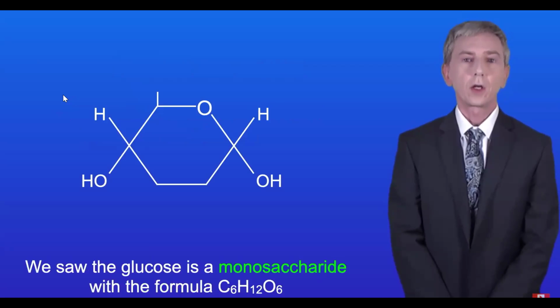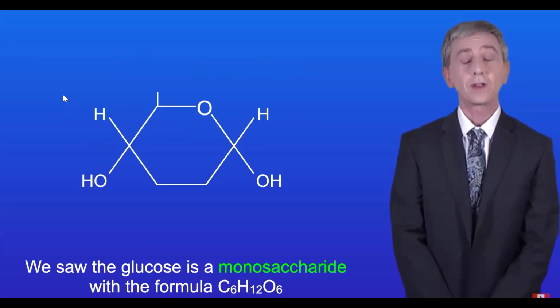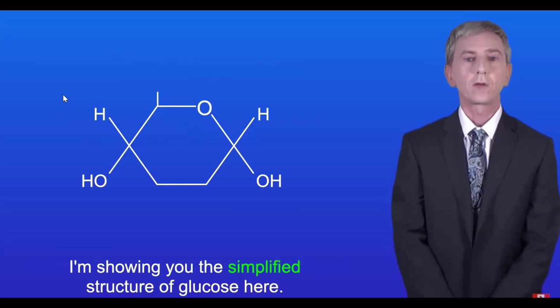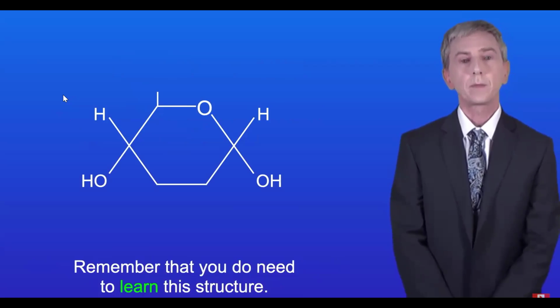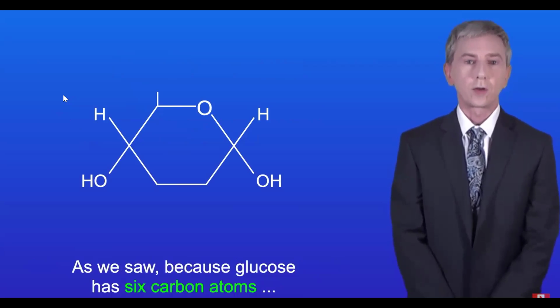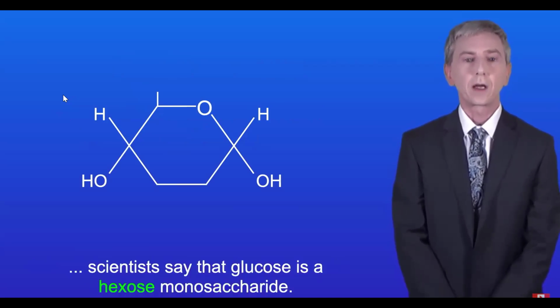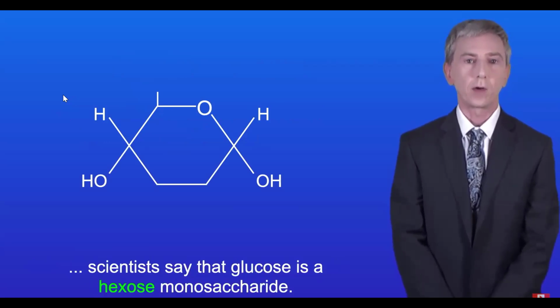By the end of this video, you should be able to describe the difference between alpha and beta glucose. In the last video, we started looking at monosaccharides. We saw that glucose is a monosaccharide with the formula C6H12O6. And I'm showing you this simplified structure of glucose here. And remember that you do need to learn this structure. As we saw, because glucose has got 6 carbon atoms, scientists say that glucose is a hexose monosaccharide.